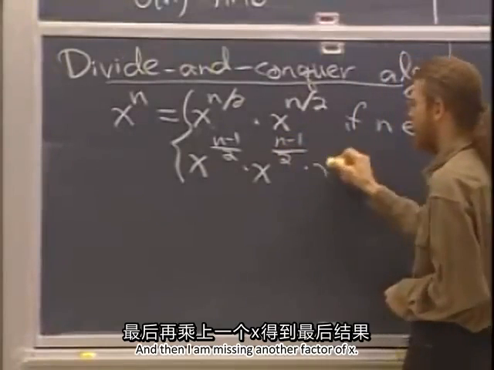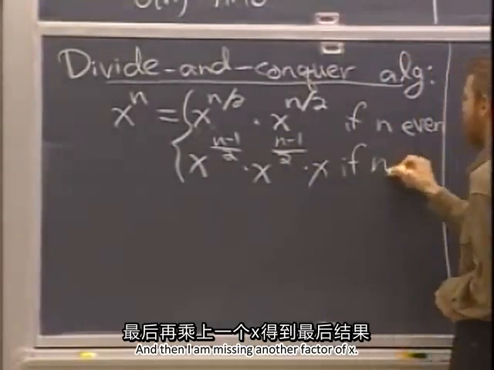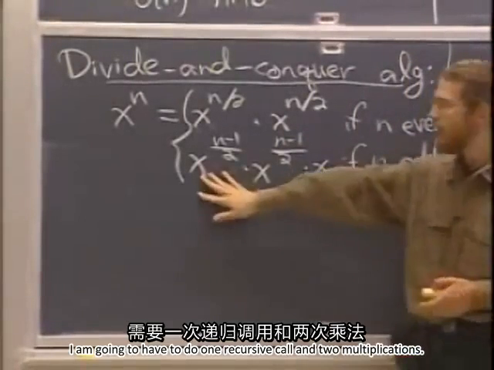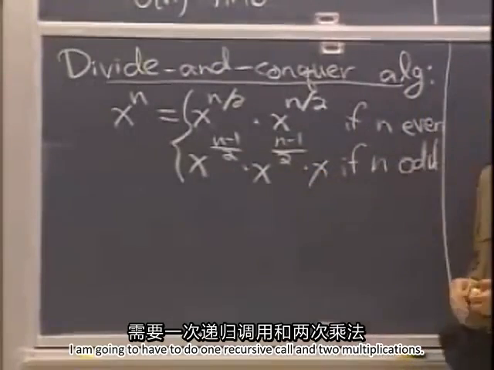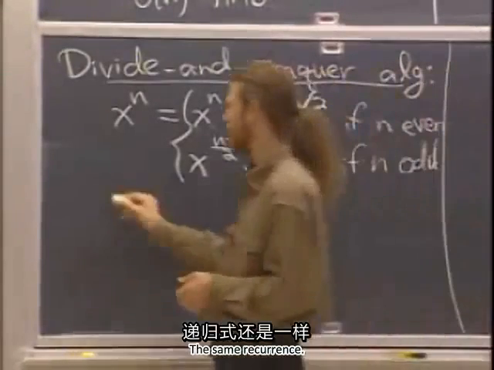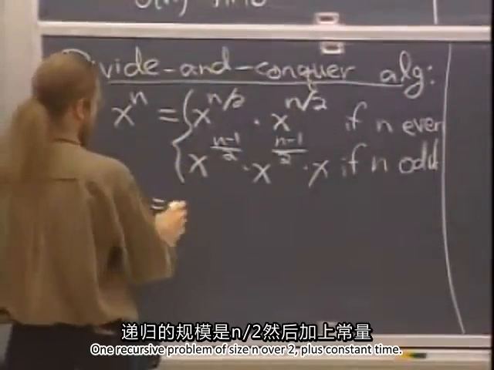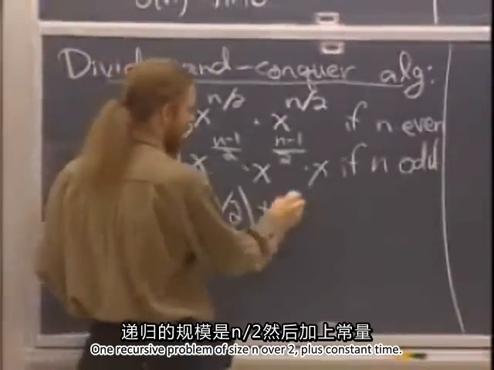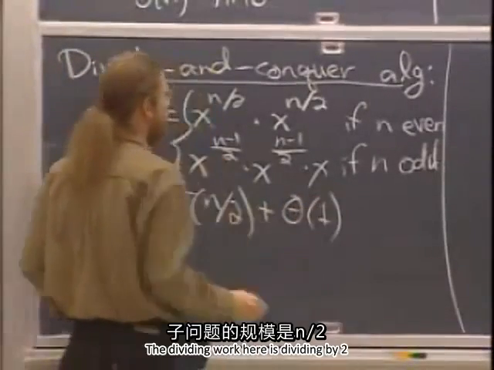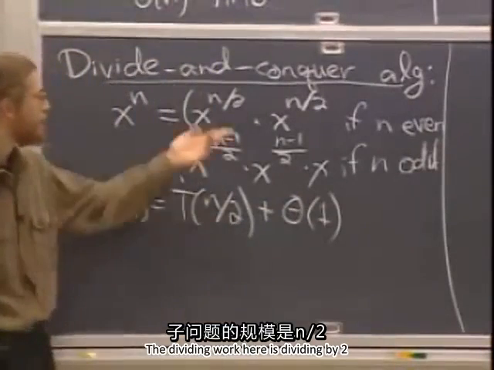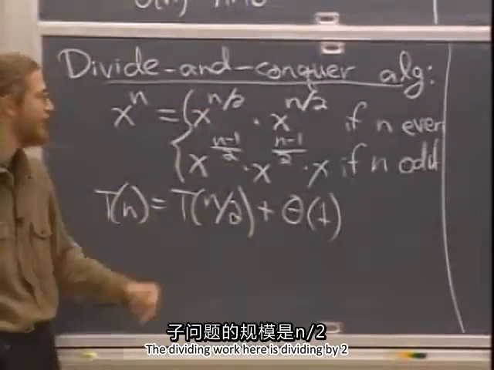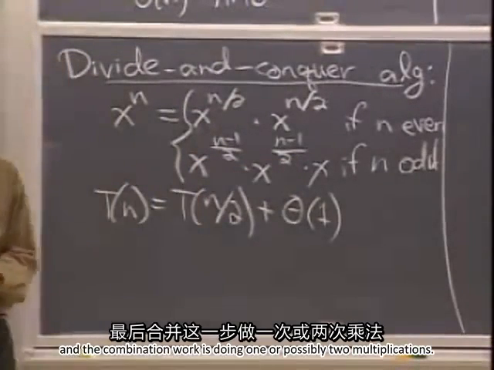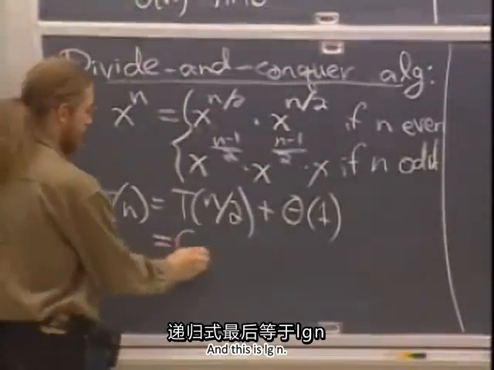And then I'm missing another factor of x. So if n is odd, I'm going to have to do one recursive call and two multiplications, same recurrence. One recursive problem of size n over 2 plus constant time to do the dividing work, here dividing by 2, and the combination work is doing one or possibly two multiplications. So, and this is log n.